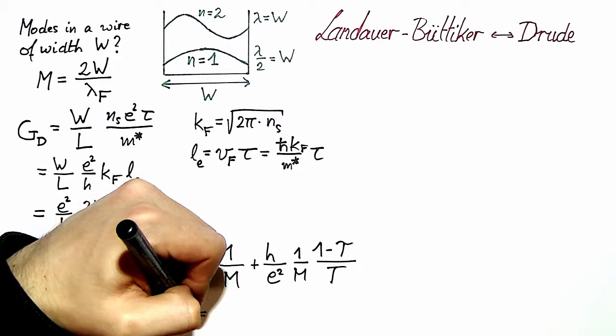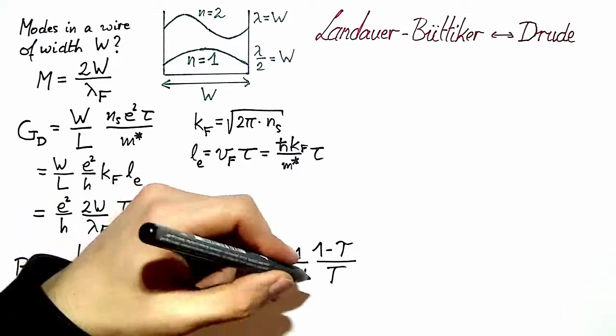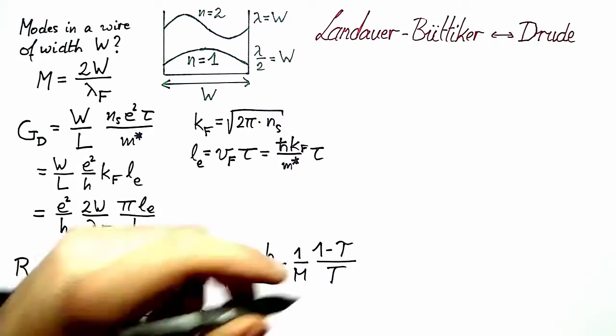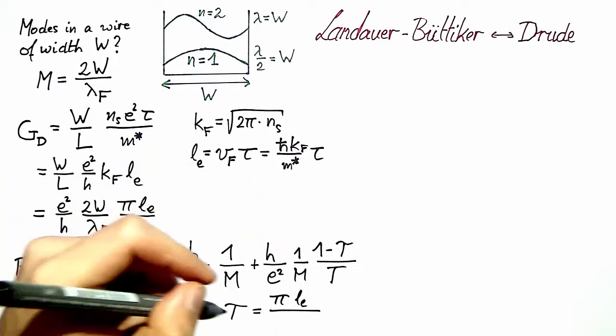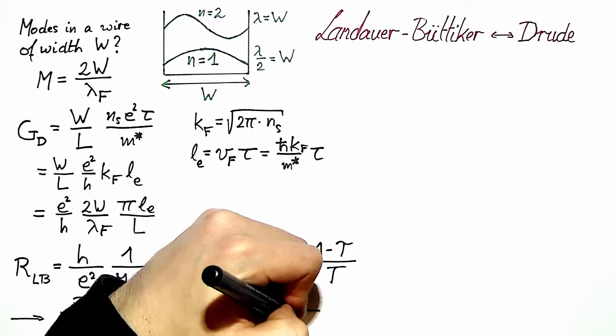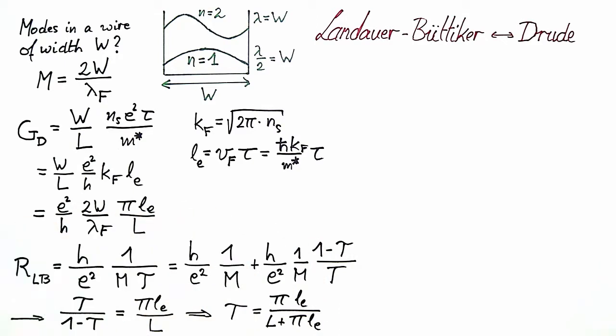And we can invert this, solve this for transmission, and obtain a result: transmission equal to pi times elastic mean free path over length plus pi times elastic mean free path. So here we observe that a large diffusive incoherent system can be described by this Landauer-Wittiger formula if we identify transmission with this expression combining a mean free path and the length of the conductor.